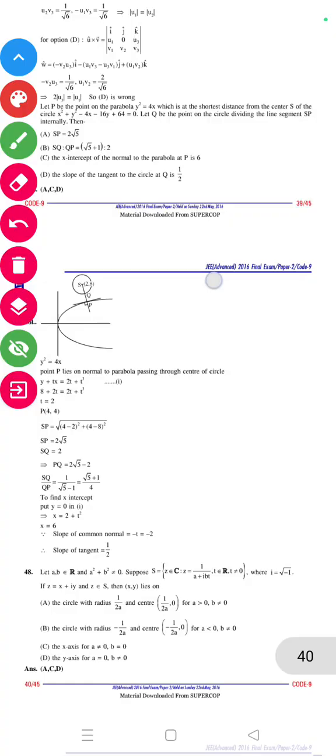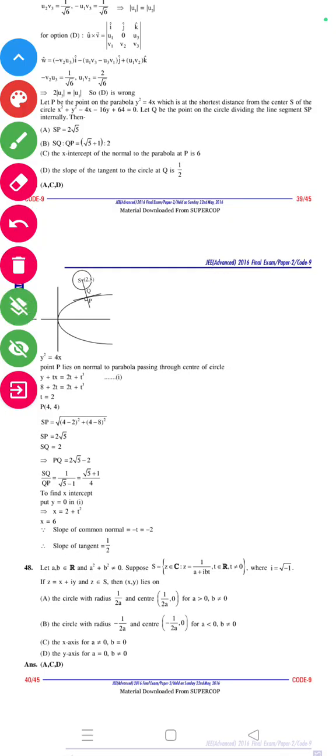The next question: let P be a point on the parabola y² = 4x which is at a distance of 4 from the center S of the circle x² + y² − 4x − 16y + 54 = 0. Let Q be the point on the circle dividing the line segment SP internally. Then S is (2, 8), and given Q and P on y² = 4x, point P lies on the normal to the parabola passing through the center of the circle.